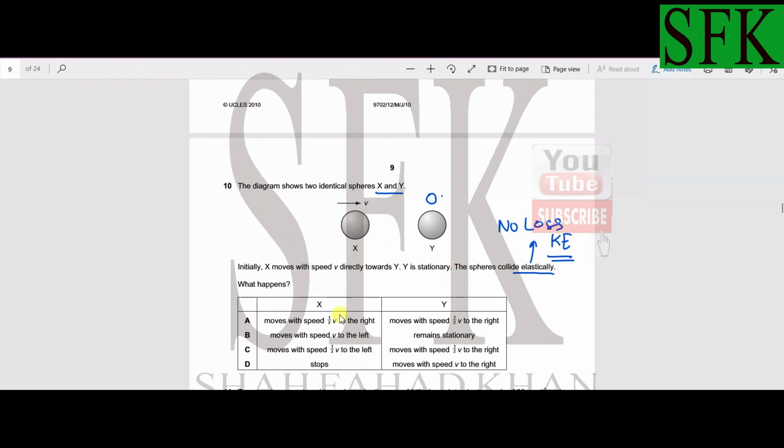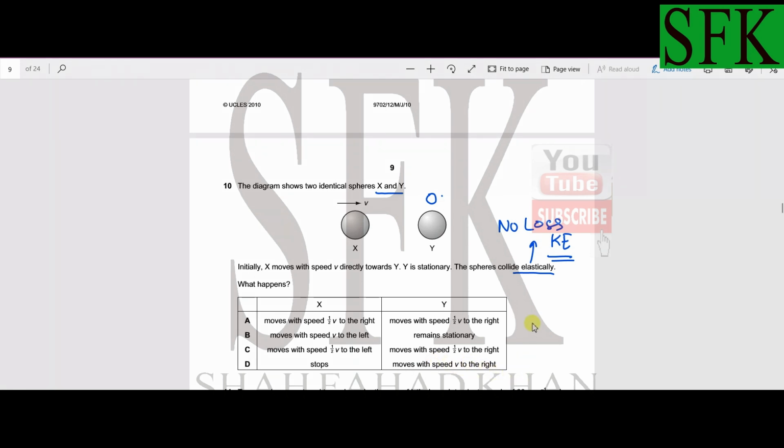Will that happen? Let's check out the other options. x moves with the velocity of v to the left, and y remains stationary. x moves with a velocity of 1 upon 2v to the left, and y moves with a velocity of 1 upon 2v to the right. And x stops and y moves with a speed v to the right.